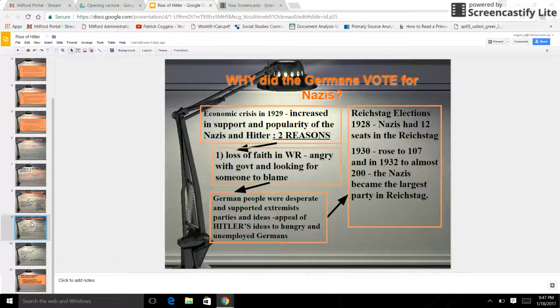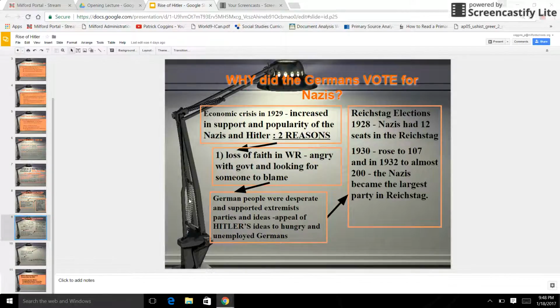Okay, in the Reichstag elections in 1928, the Nazis had 12 seats in the Reichstag, and as people became more desperate, their seats in the Reichstag, the German Congress, grew from 107 in 1930 to 200 in 1932. Okay. And then the Nazis became the largest party in 1932 with 200 seats.